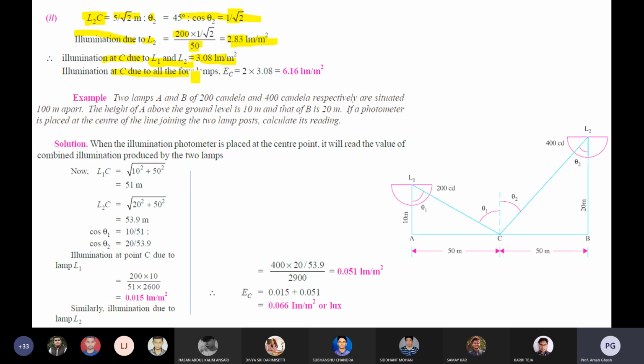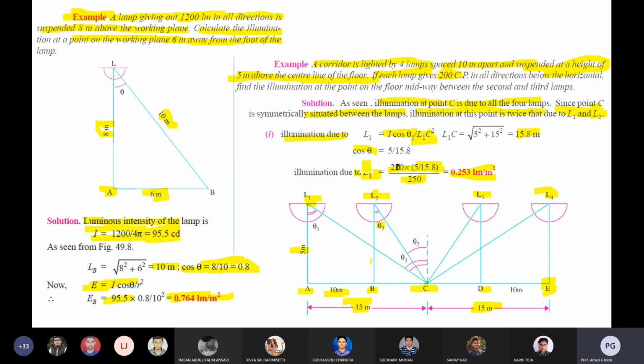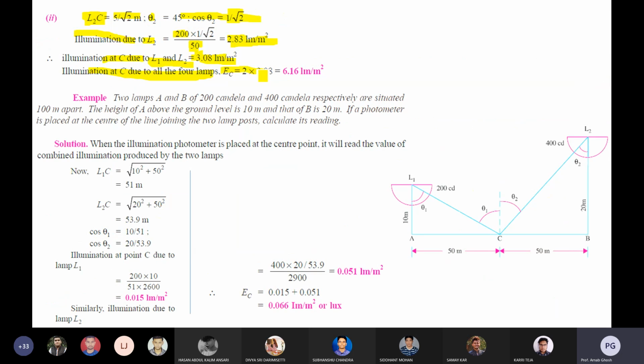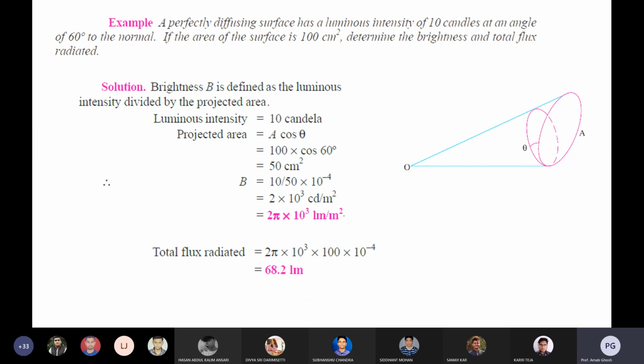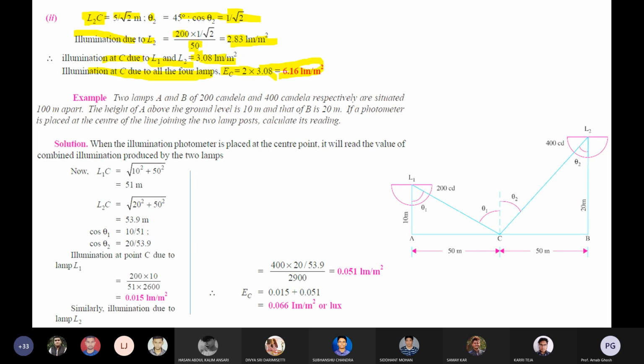Illumination at C due to 4 lamps. Now you can multiply it. This is for lamp 1 and lamp 2. Lamp 3 and lamp 4 are identical to L1 and L2, so directly you can add or multiply it. So 2 into 3.08, that is 6.16 lumen per meter square. I hope all of you are able to understand. If you have any confusion, please let me know. Are you able to understand?